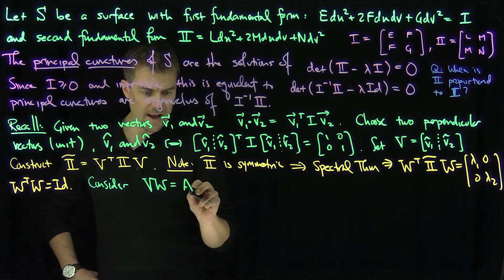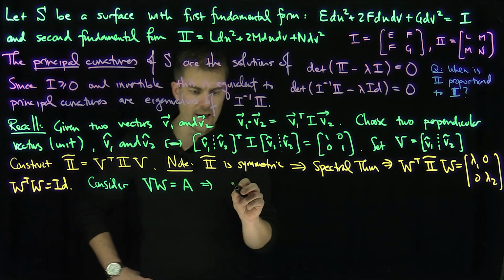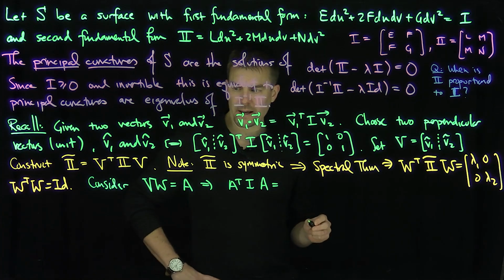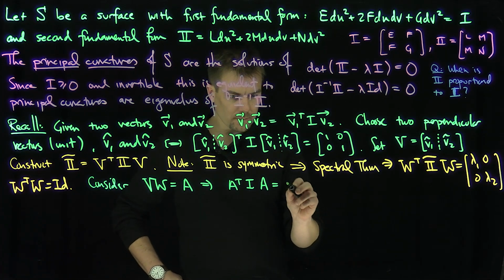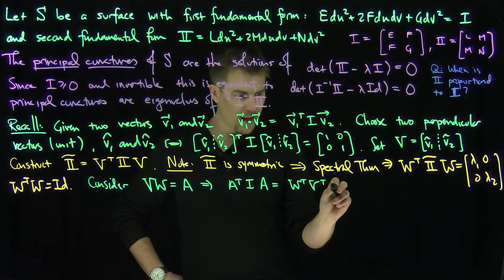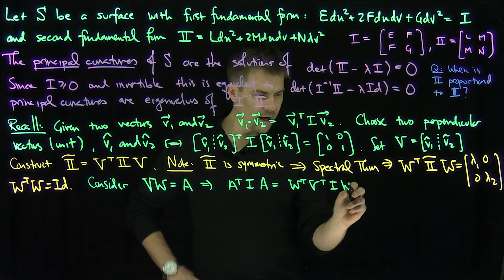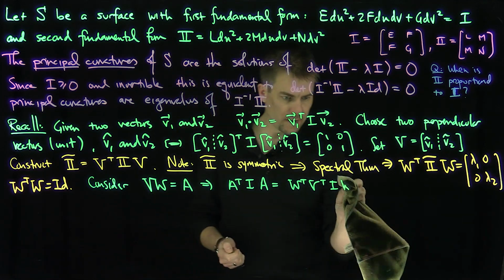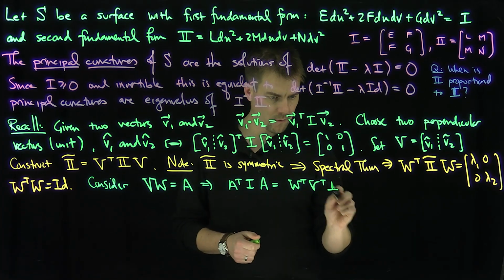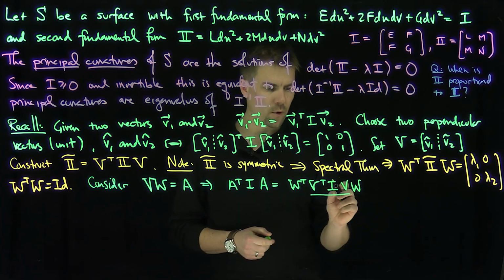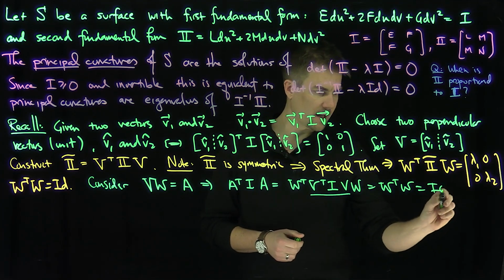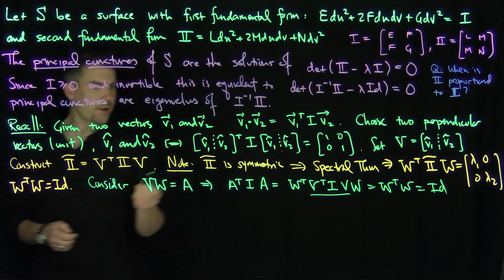Let's call this matrix over here A. Then let's look at A transpose IA. Will that be? Well, this is going to be W transpose V transpose I, and then V, of course, VW, IVW. Now this, of course, is just the identity, so this is going to be W transpose W, and therefore that's just going to be the identity, right? So if I apply this matrix A to I, you get this.